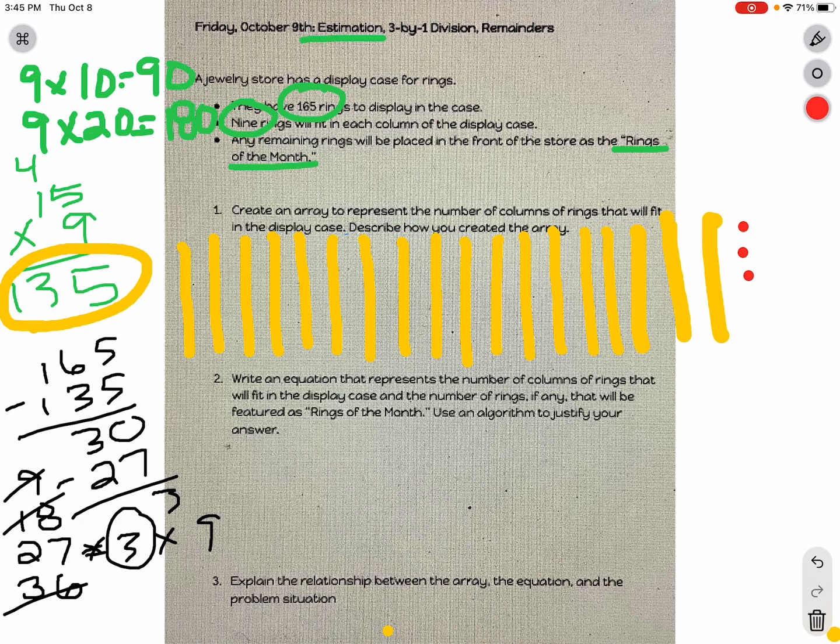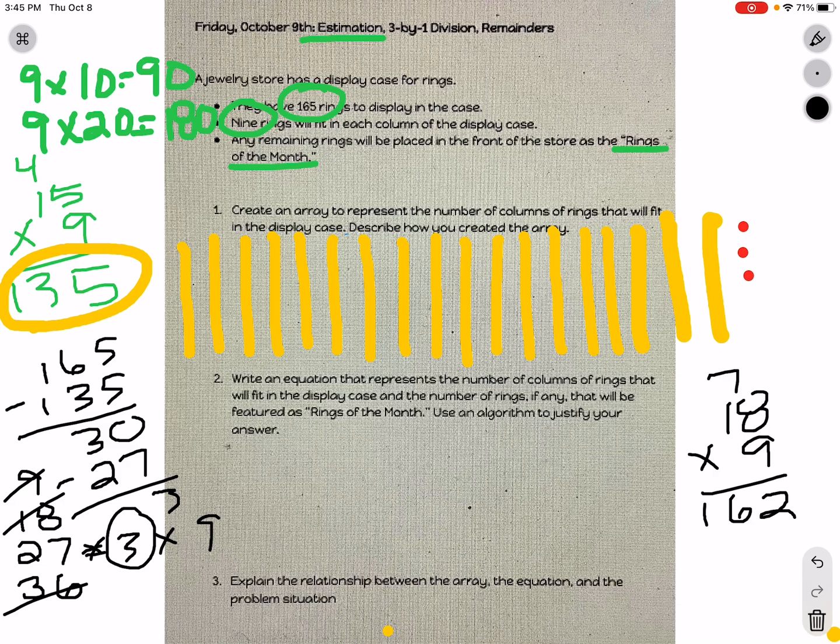Well, if you said 162, you are correct, because 18 columns times 9 rings in each column gives us 162. Remember, we had 165 total, so we have 3 left over.